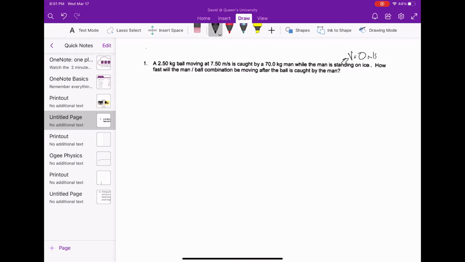So one thing to note here is that the mass 1 is the mass of the ball, we'll say, 2.5 kilograms. The mass 2, or mass of the human, 70 kilograms. And we're also going to need to know the total mass, which is 72.5 kilograms, as once the man catches the ball, they'll be moving as one, and their total mass will be 72.5 kilograms.